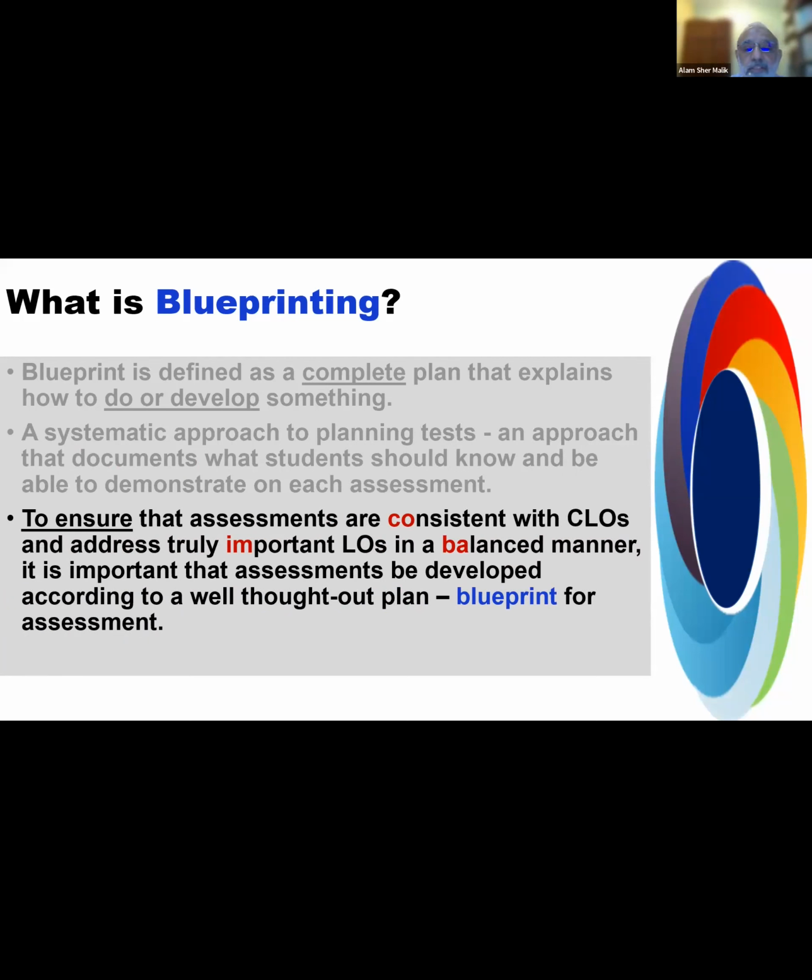To ensure that assessments are consistent with course learning outcomes and address truly important learning outcomes in a balanced manner, it is important that assessments be developed according to a well thought out plan, which is the blueprint. Obviously, we need a very clear and concise plan to assess the students, and that's what blueprinting is all about.